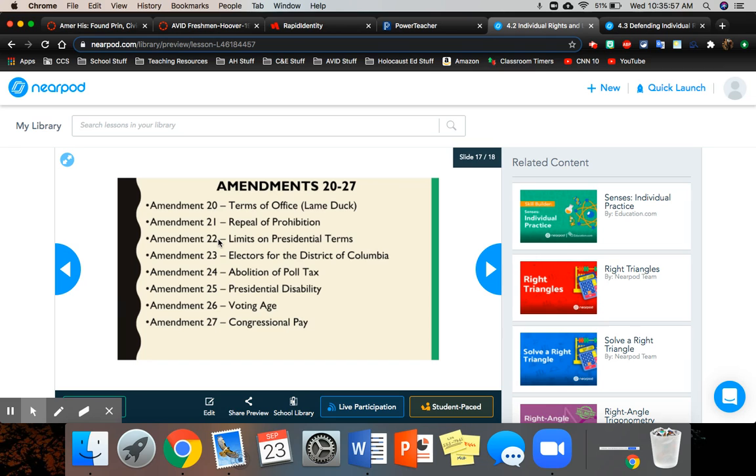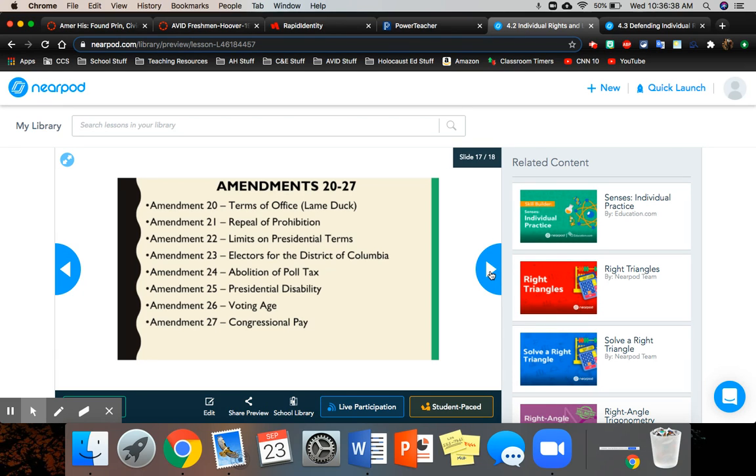Amendment 22 placed limits on presidential terms. FDR, Franklin D. Roosevelt, our 32nd president. Wait, was he 32nd? Hold on a second. Yes, he was 32nd president. He was elected to 4 terms, and though he died a few months into his 4th term, a few years later they decided to add an amendment to the Constitution saying the president should only be able to run for 2 terms. So that's what the 22nd Amendment did.